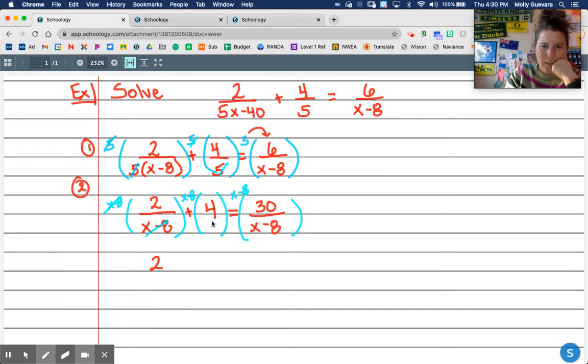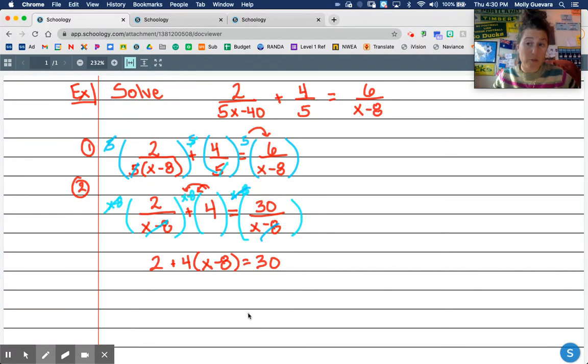Okay. Here, nothing cancels, right? So I distribute the 4. So I'm left with 4. Let's just write 4 times x minus 8, and then we can distribute it that way. And then my last term, these x minus 8s get to cancel, and so I'm left with just 30. So hopefully that makes sense on how we're getting rid of those denominators.